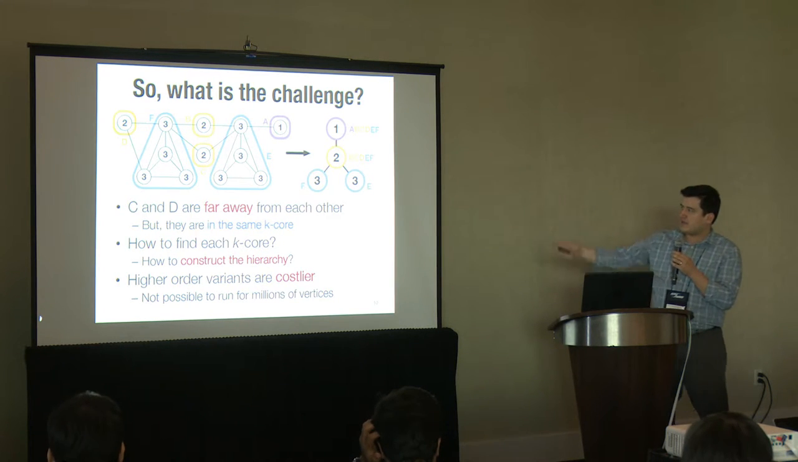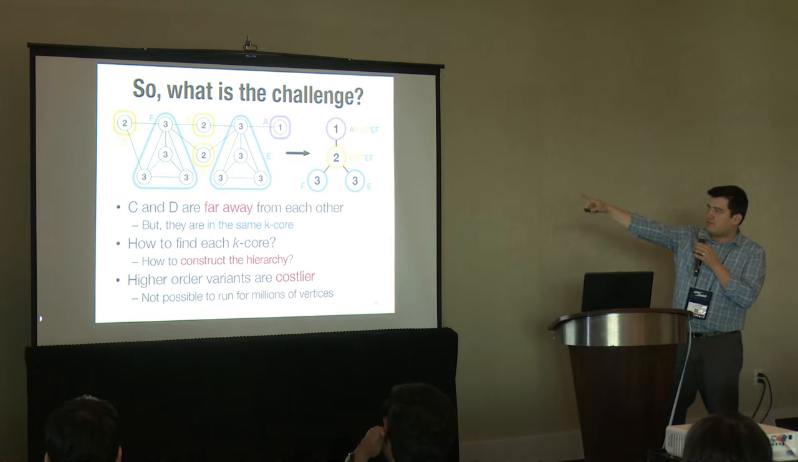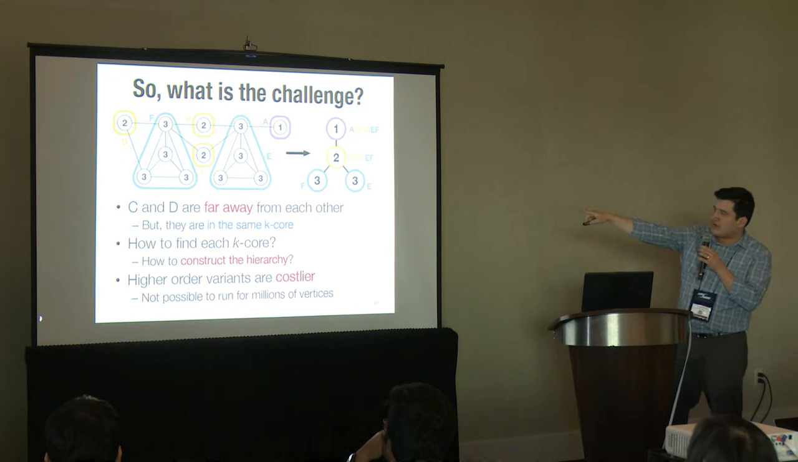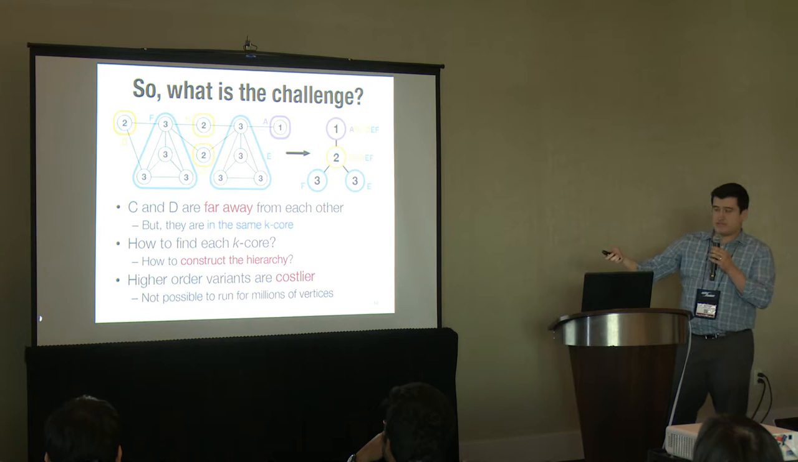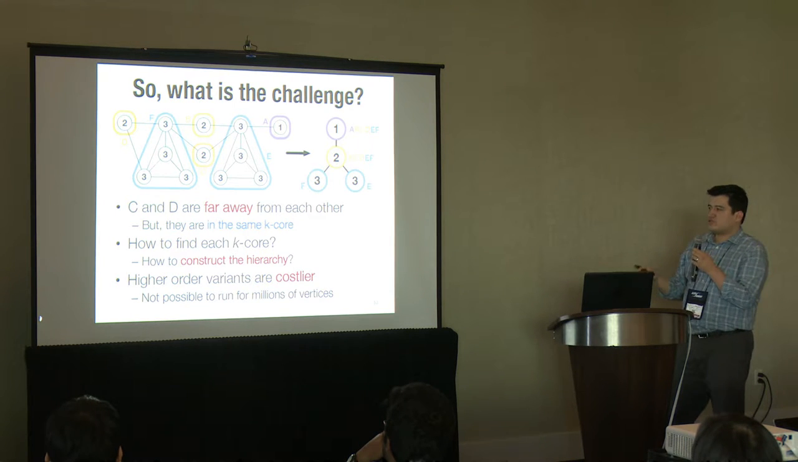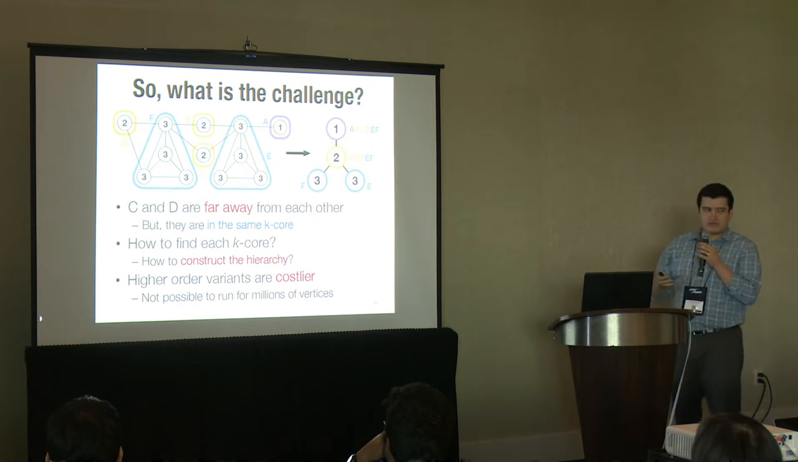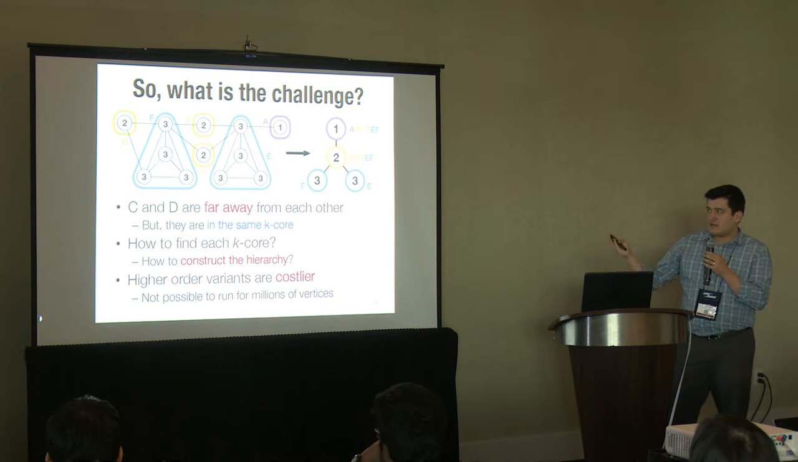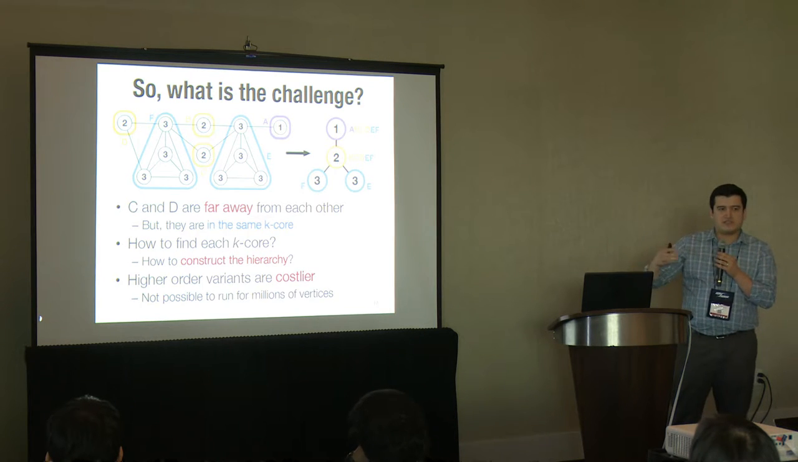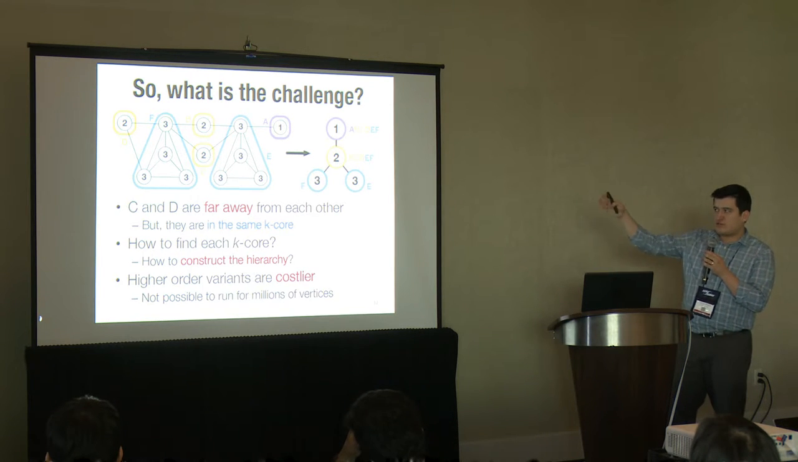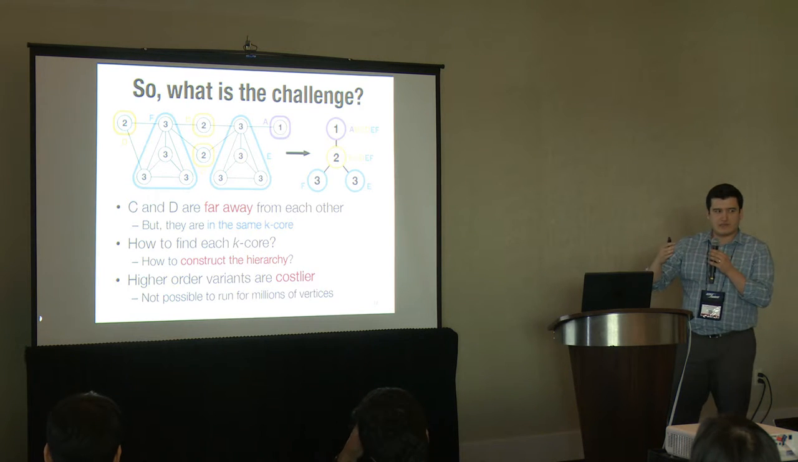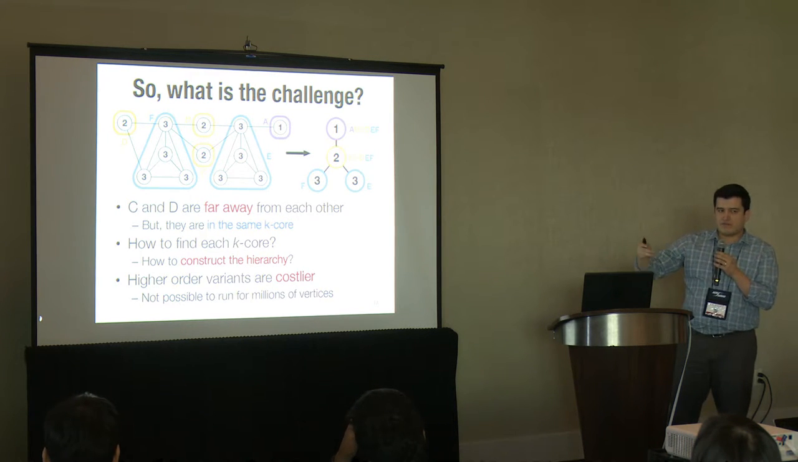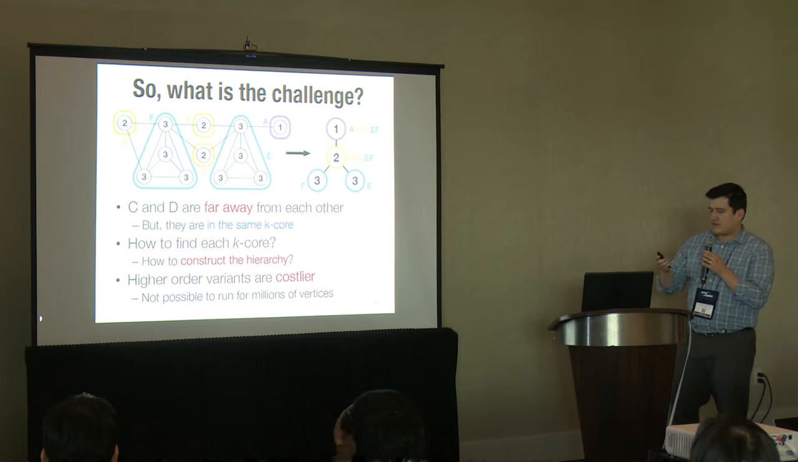Here you see the entire graph is a 1-core, and all but A is a 2-core, and there are two 3-cores in the bottom. For instance, C and D are away from each other, but they are in the same K-core. So how can we construct the hierarchy, and how can we do it in a cheap way? Note that when you go to higher orders, edges, triangles, four-cliques, these traversal operations will be much costlier. You basically need to jump from one edge to another by finding a common triangle, and it is costly.